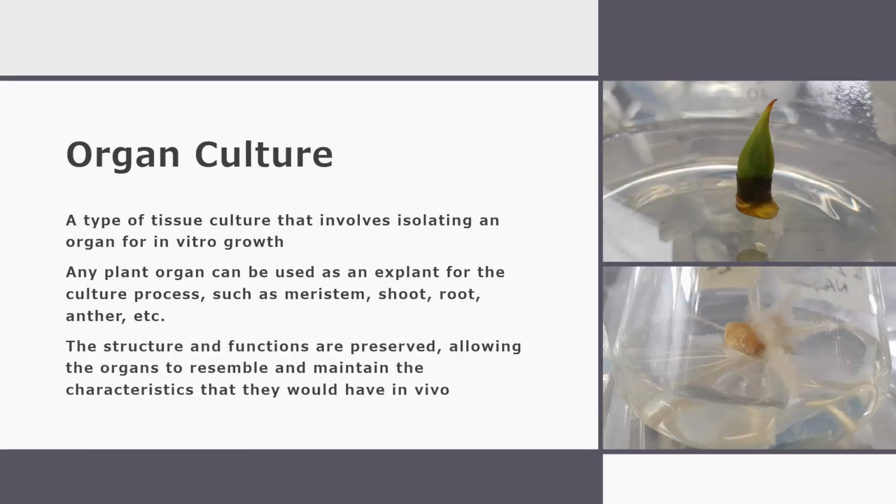With organ culture, as with their various tissue components, the method is used for preserving their structure or functions, which allows the organ to still resemble and retain the characteristics they would have in vivo. The new growth continues given that the organ retains its physiological features. As such, an organ culture helps provide information on patterns of growth, differentiation, as well as development.